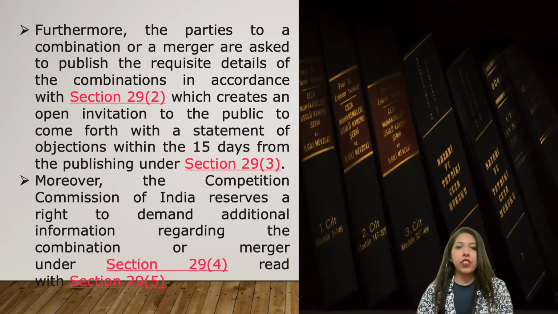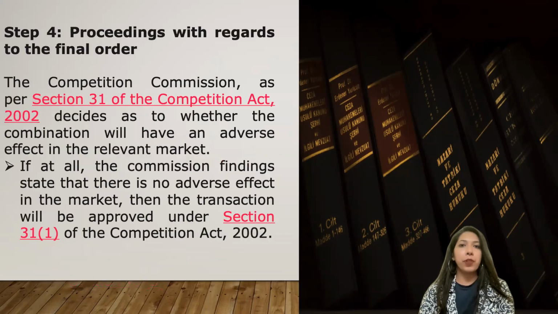Another important provisions are Section 29 subclause 4 and 29 subclause 5. The Competition Commission of India reserves a right to demand additional information regarding the combinations or mergers under these sections. This is the procedure in India. Step 4 is proceedings with regard to the final order.